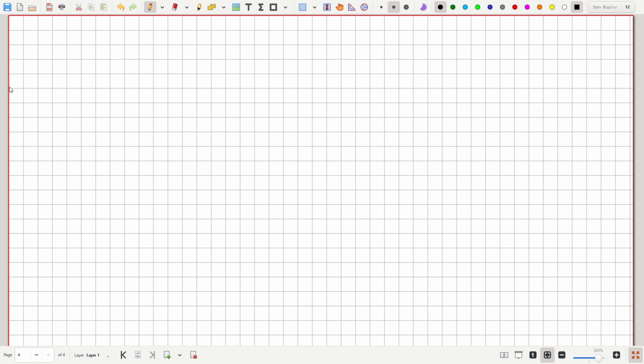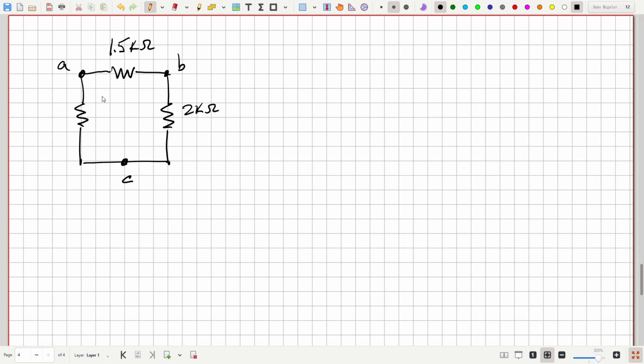Okay, let's do a pi to T transformation with some actual resistive values so we can calculate instead of just having an algebraic expression. Get some numerical expressions here. So here's A, B, and C. Up here we've got a 1.5 kilo ohm resistor. On the right, a 2 kilo ohm resistor, and on the left, a 1.2 kilo ohm resistor.